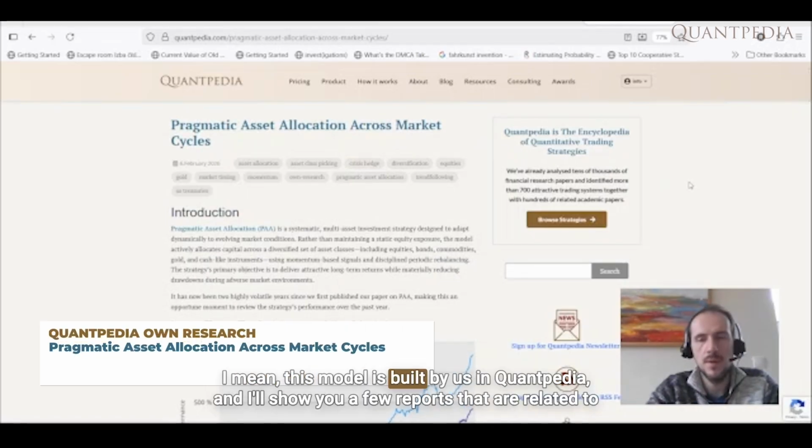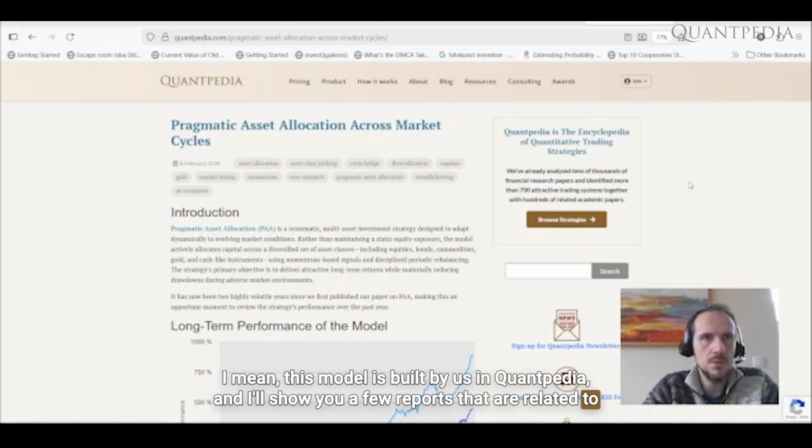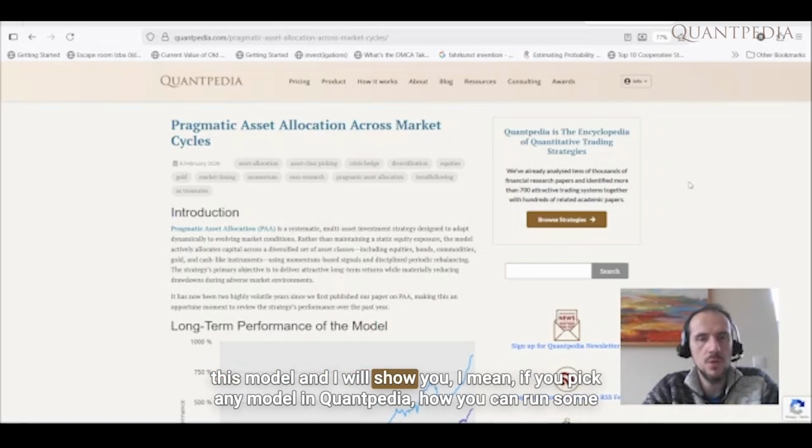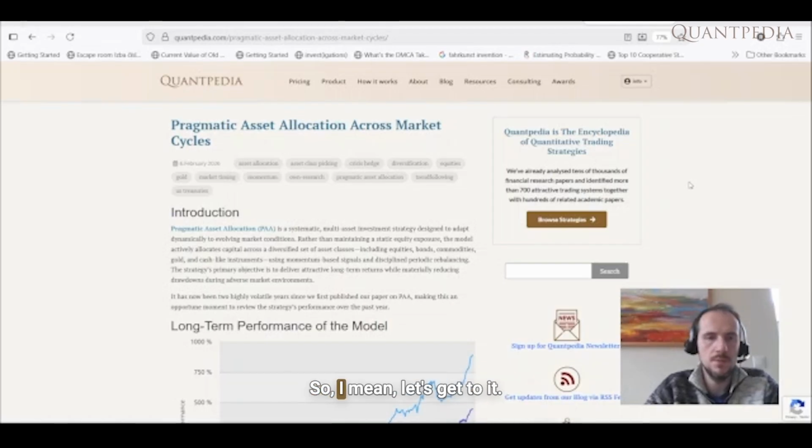This model is built by us at Quantpedia, and I will show you a few reports that are related to this model. I will also show you, if you pick any model in Quantpedia, how you can run some analysis of that model, and how that model performs over various market cycles, etc. So, let's get to it.